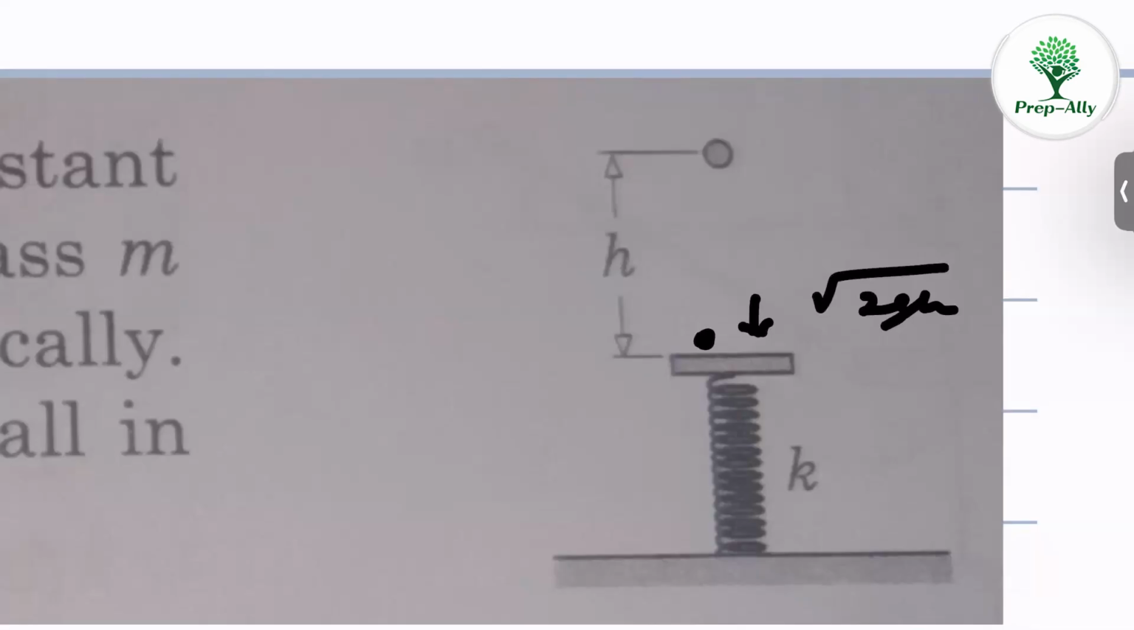Zero. Yes, sir. If you do energy conservation, half mv squared will convert into half kx squared kind of thing. Or you can consider mg also. Mass is not there only. So how much compression can it develop before losing its velocity? Zero, sir. So it will lose its velocity immediately.